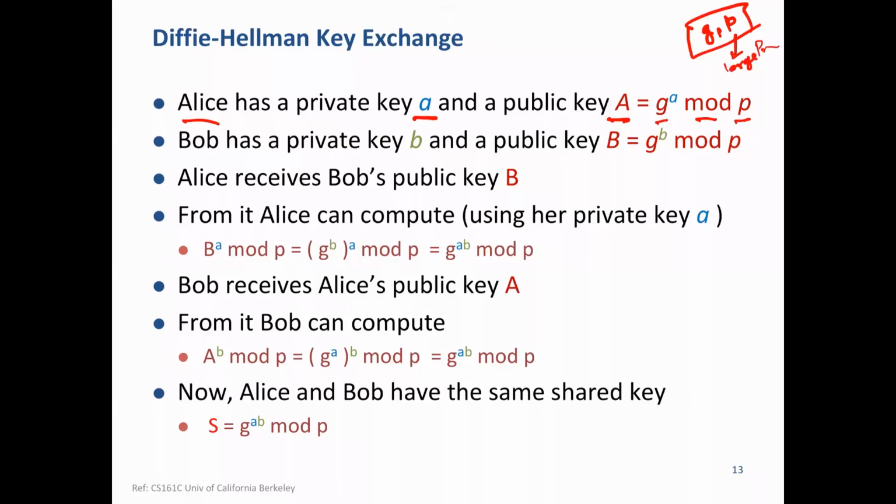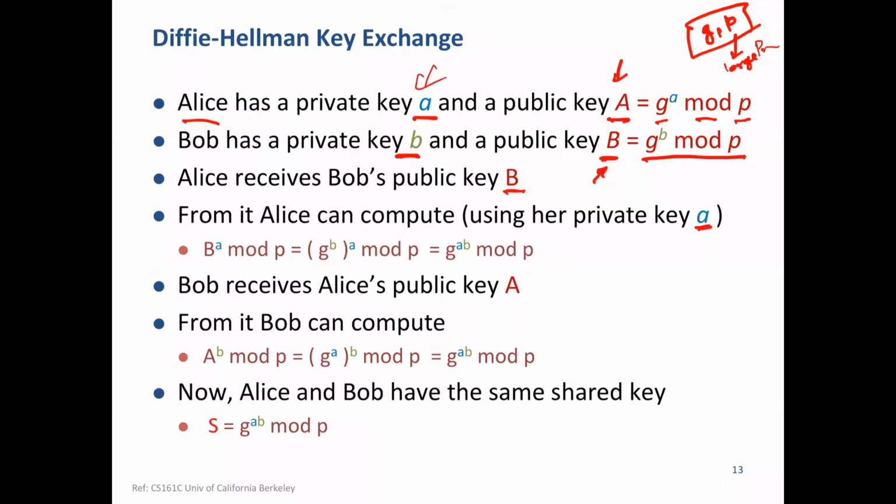Similarly, Bob has a private key b, which he generates using some random number algorithm, and generates a public key B, which is g raised to the power b mod p. So Alice generates this number, Bob generates this number, and they can publish it, they can share it with anybody.